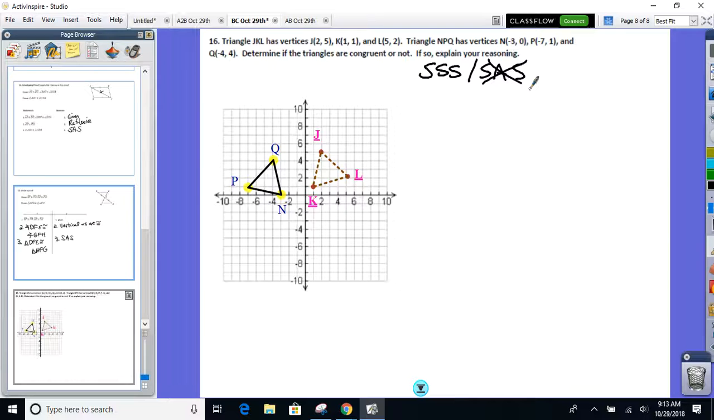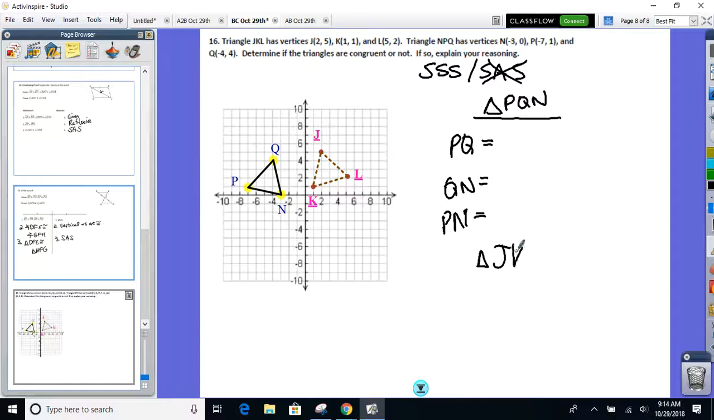So I could do distance formula here. We could start with one of the triangles. Let's start with PQN. Find the distance of PQ. Find the distance of QN. Find the distance of PN. And then I would do the same thing, and this is what I'm going to ask you to do tonight, triangle JKL. JK distance, KL distance, JL distance, and hopefully what will happen here at the end when I'm done, hopefully all 3 pairs will match each other.